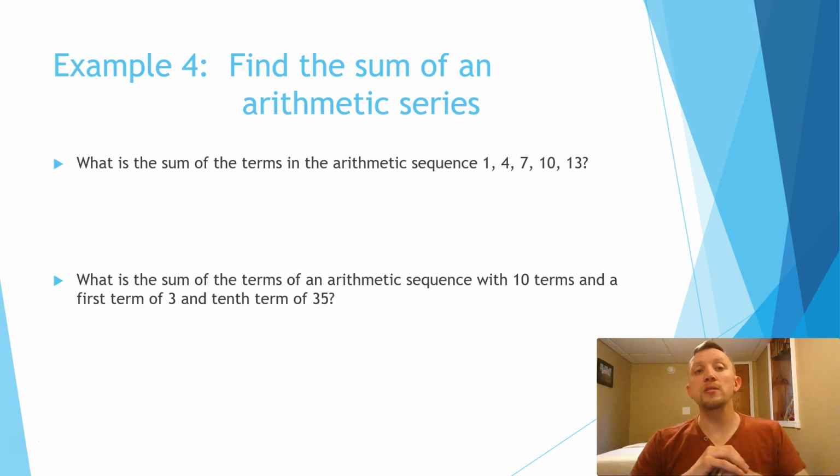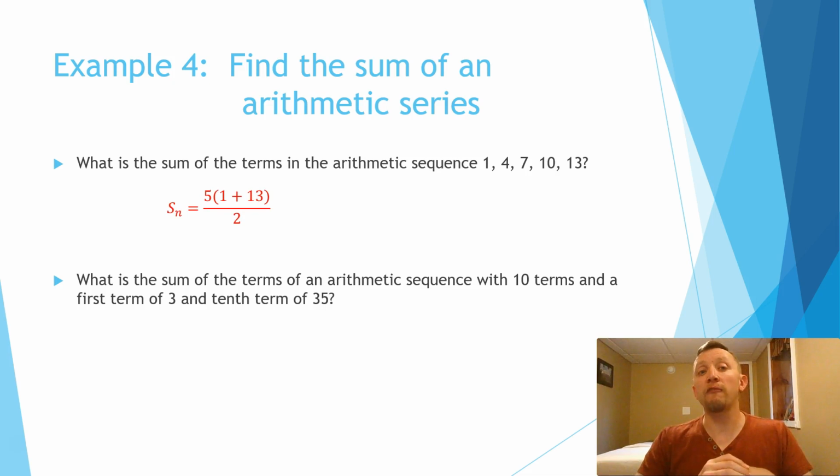It says here, what is the sum of the terms in this arithmetic sequence 1, 4, 7, 10, and 13? Now I know, you could just get out a calculator and add together 1 plus 4 plus 7 plus 10 plus 13 and get your answer that way. But we're not always going to be working with situations that are going to be that simple. So you need to know how to use the formula, even in these really easy situations where we could just add the 5 numbers together. So here's how we would do that.